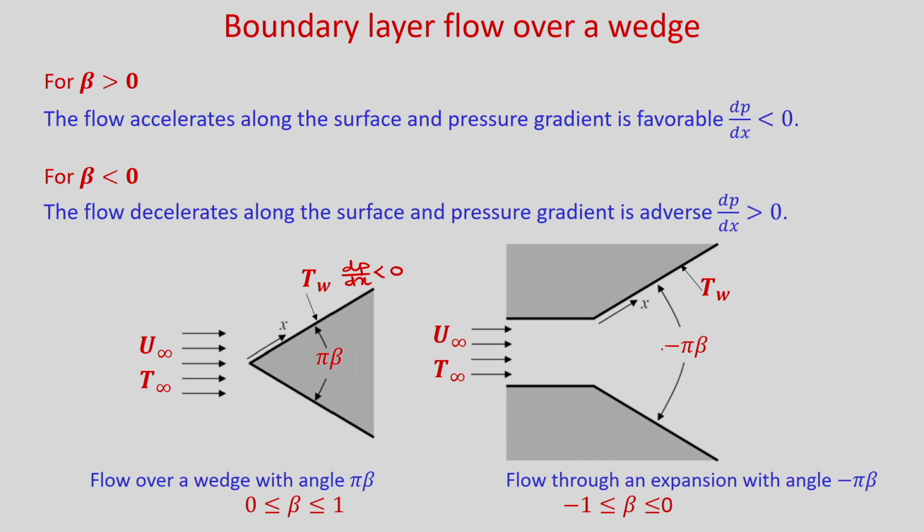For beta less than 0, it will become flow through an expansion with angle minus pi beta, as beta varies between minus 1 and 0, and this will become flow through an expansion. So, you can see here that the flow decelerates along the surface and the pressure gradient is adverse. So, dp by dx will be greater than 0 in this situation.